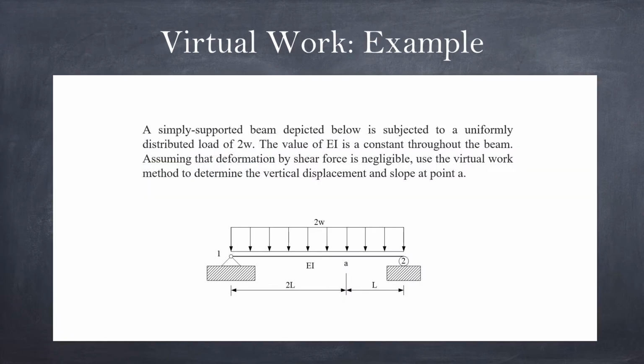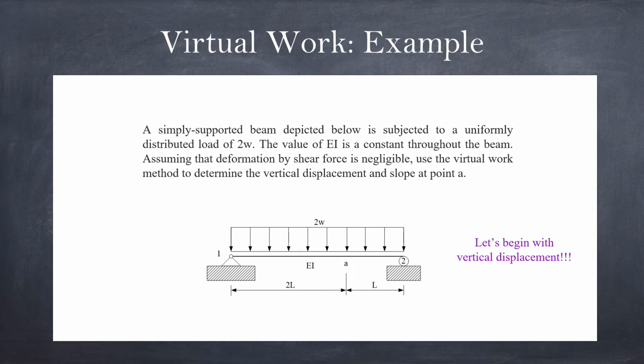With the introduction out of the way, let's look at an example. It's a simply supported beam with a uniformly distributed load on the top. What we ask here is the vertical displacement and the slope change, i.e. the rotation, at point A. When we calculate external virtual work done, we use different forces or moments at different points. So in this case, we have to separate the calculation: the vertical displacement calculation will be one, and the rotation or slope change at point A will be another.